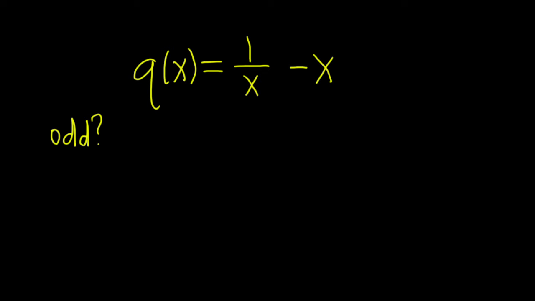Hi, in this video, we have to determine if this function is odd. The function is q of x equals 1 over x minus x. Let's go ahead and go through this very carefully.